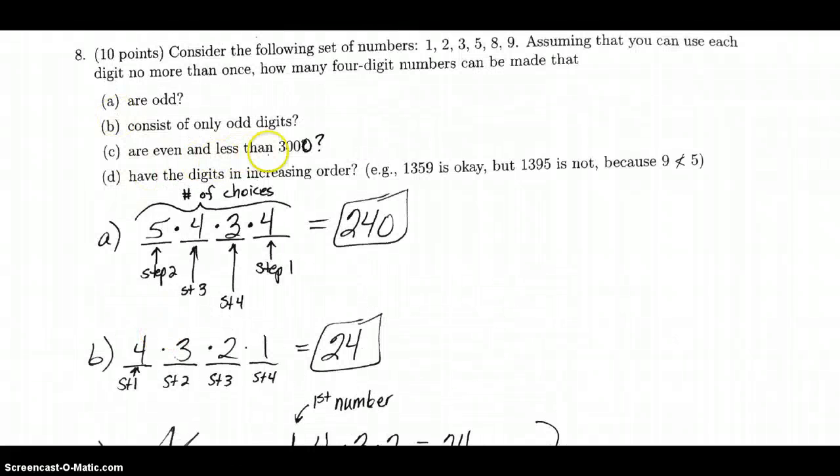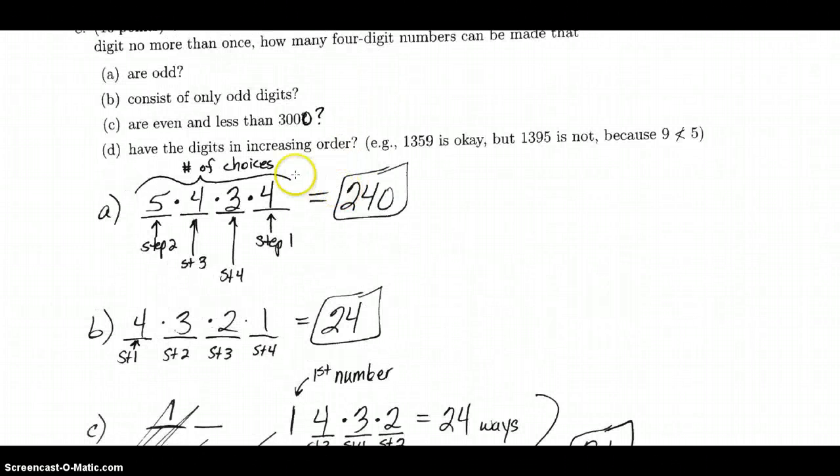Are even and less than 3,000. Okay, so we're going to have 2 constraints. One is it has to be even, so it has to end in either a 2 or an 8. But it also has to be less than 3,000, so it has to start with a 1 or a 2.